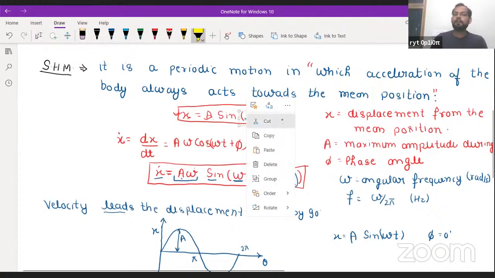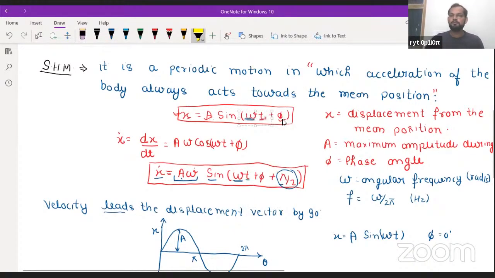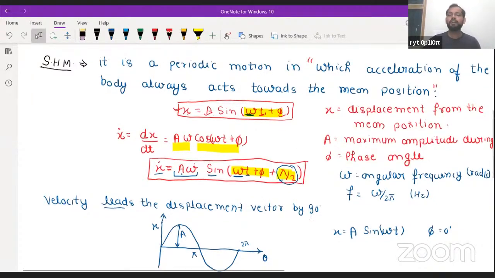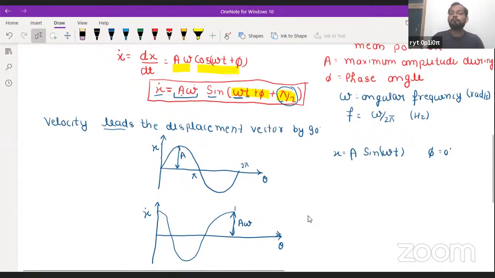But what about the velocity? This is the angle of the displacement, but the velocity equation is leading the displacement by pi by 2. If we draw a curve, it will be a cos curve, because the velocity is nothing but a cos curve. So what do you understand by this equation? We draw our sine equation by leading pi by 2 angle.